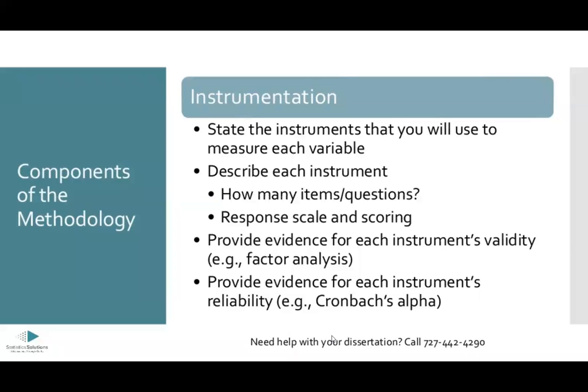So here's where you'll bring in some of those citations to show that you are indeed using instruments that test for the variables that you are wanting to study here in your dissertation. So you'll want to provide some of those validity and reliability figures like Cronbach's alpha. So those are just some things that you'll want to pull in as well from your literature.